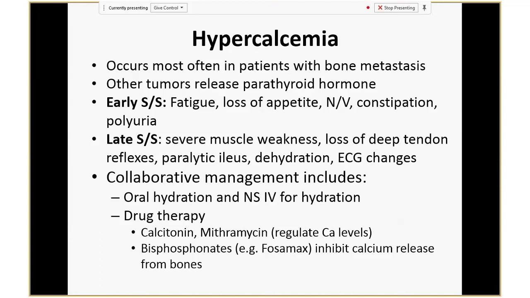Also remember when we talked about calcium and phosphorus, the higher calcium you have, the lower phosphorus you have. It works as a teeter-totter effect. So if we give bisphosphonates, or also Fosamax, that's going to increase your phosphorus levels, and it's going to decrease your calcium levels. So that works really well for hypercalcemia.